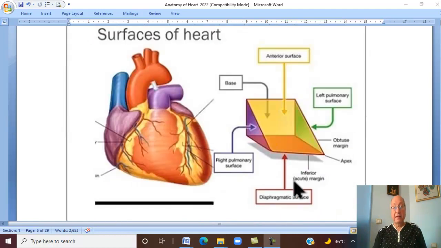First of all, this is another view of the human heart, representing a conical shape, which has base, apex, anterior surface, which is below in yellow in color, and from below inferior surface, and has four borders: superior border, inferior border, right border, and the left border.